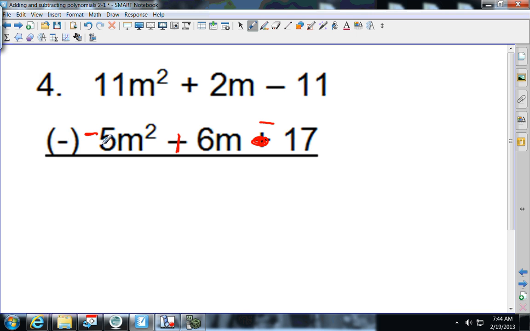What is 11 minus 5? 6m squared. Now look at these numbers. 2 plus 6, 8m. Negative 11 minus 17, negative 28. Okay? You could check this, but what would you have to change the m's to? You'd have to change them not to x, but to, oh, I lied. Yeah, to x. Thank you. Okay, yes, you change them to an x, so then you can put them in the calculator. Okay? Let's look at number 5.